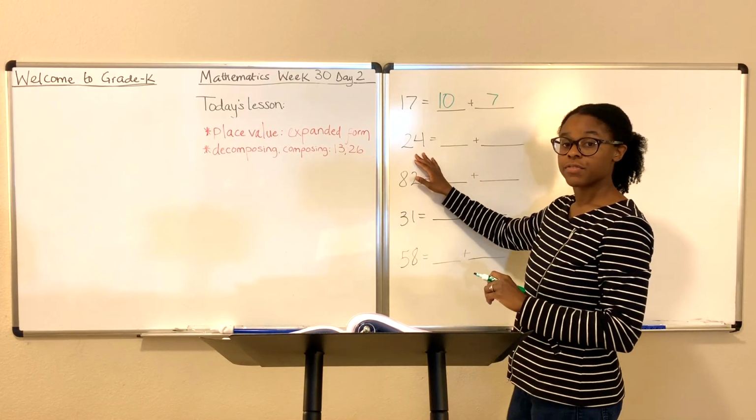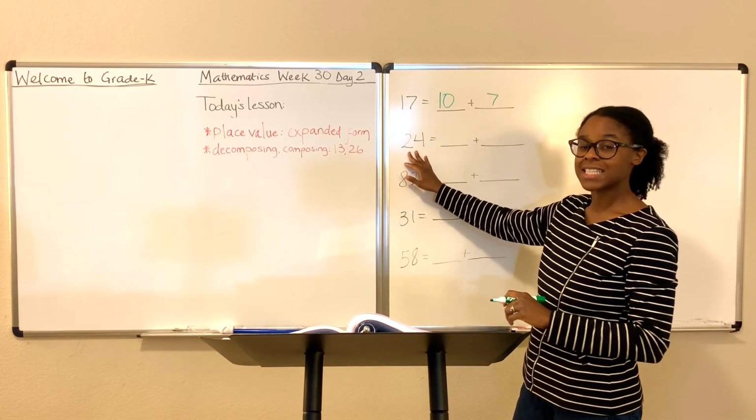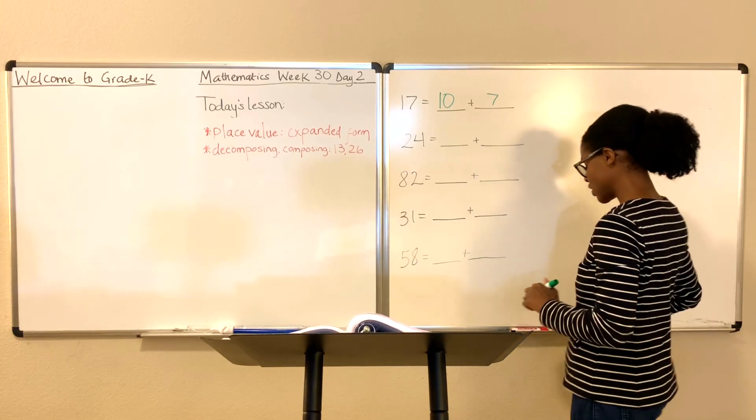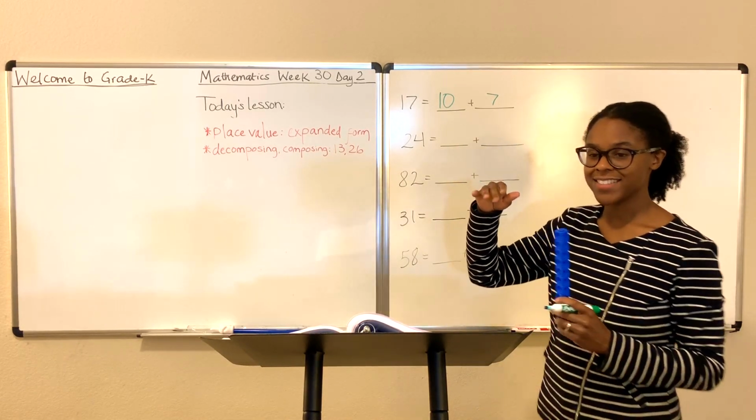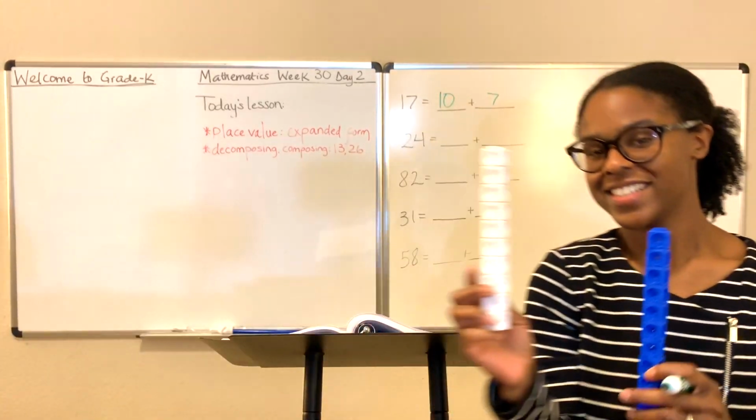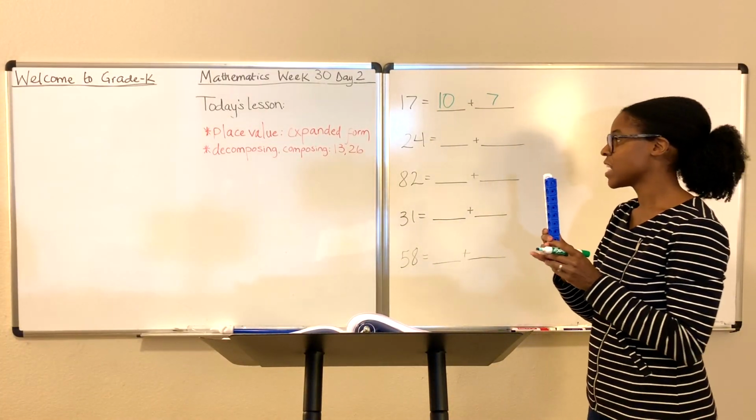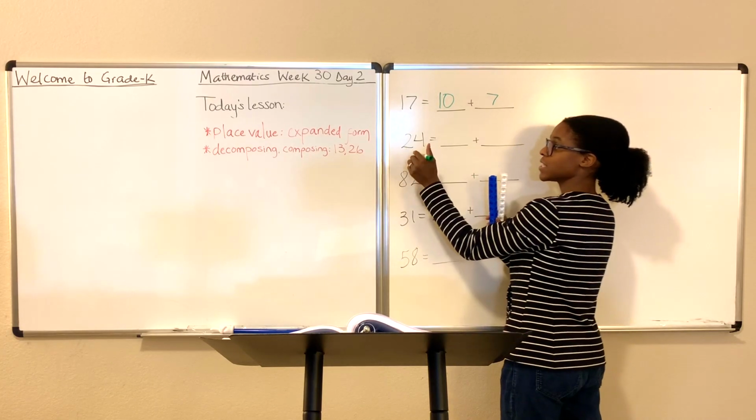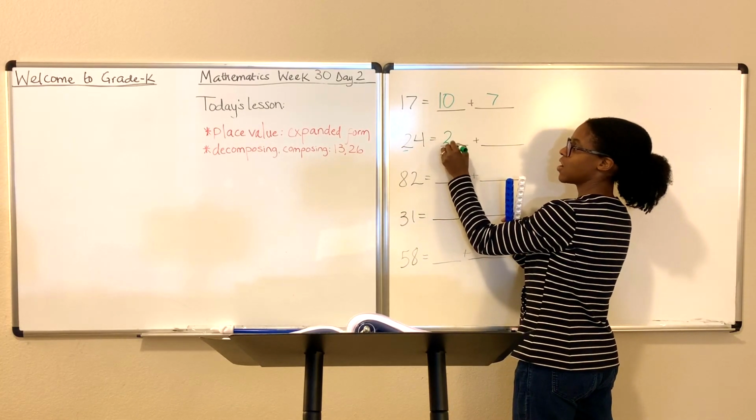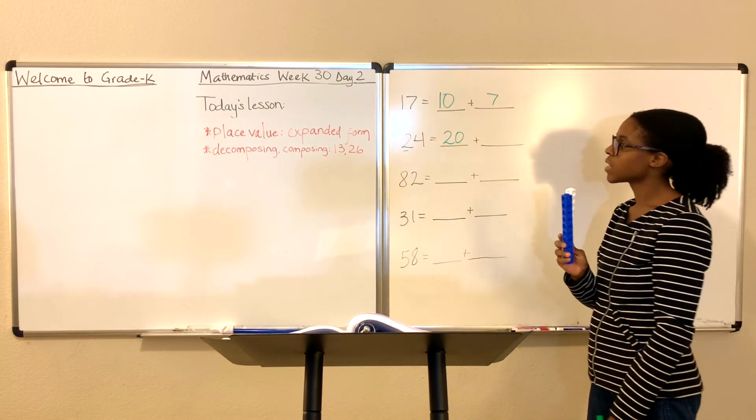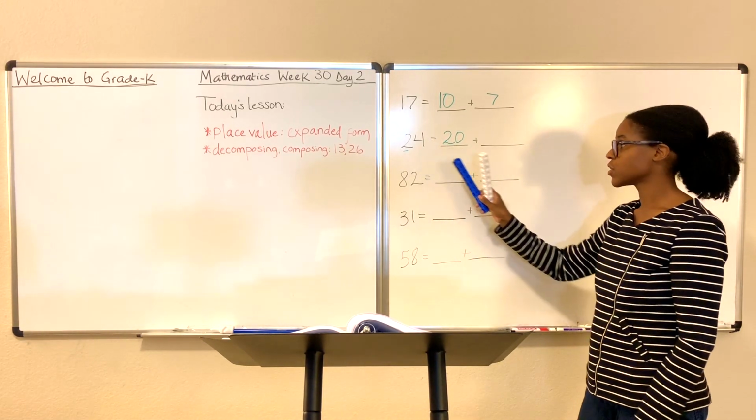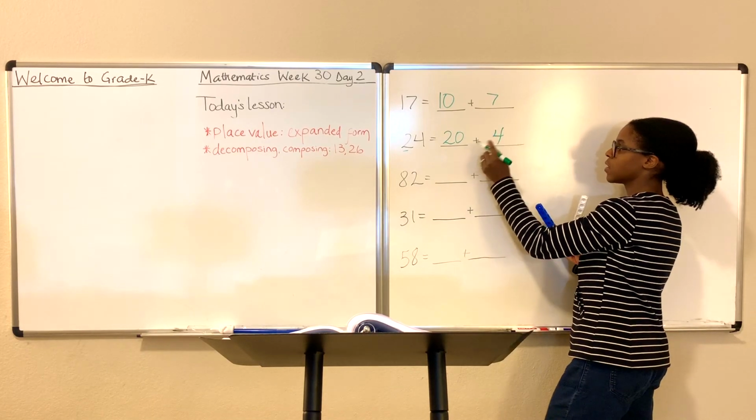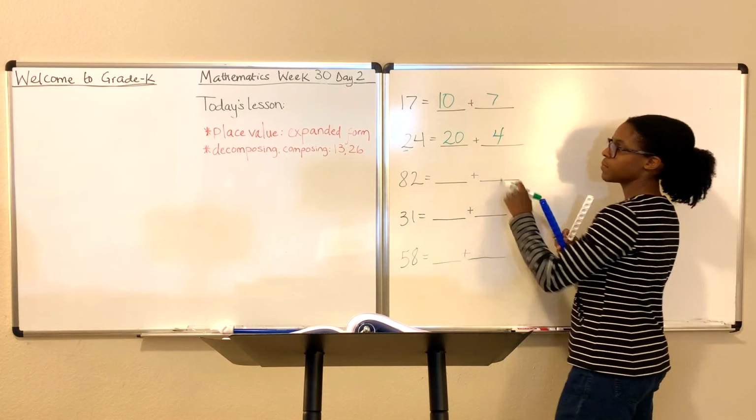Now we have the number 24. The 2 is in the tens place, so it's as though you have 2 of these. You have 10, 20. So the 2 represents 20, or you can say it has a value of 20. Now, how many loose ones do we have? We have 4 loose ones. So you can just write that over here. 24 is equal to 20 plus 4.